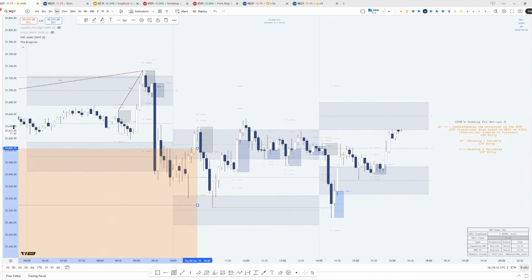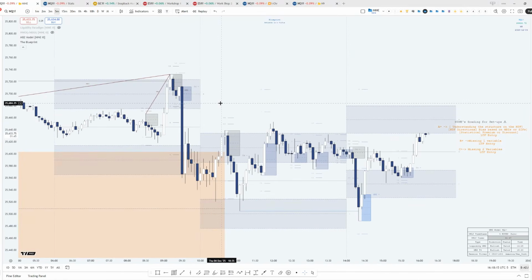Number two, it's in a statistical premium. So we're pretty much expecting some sort of breakout at New York Open. That's pretty low probability, right? It's probably not going to happen. So as you can see, this is a low grade setup. I gave it a C.